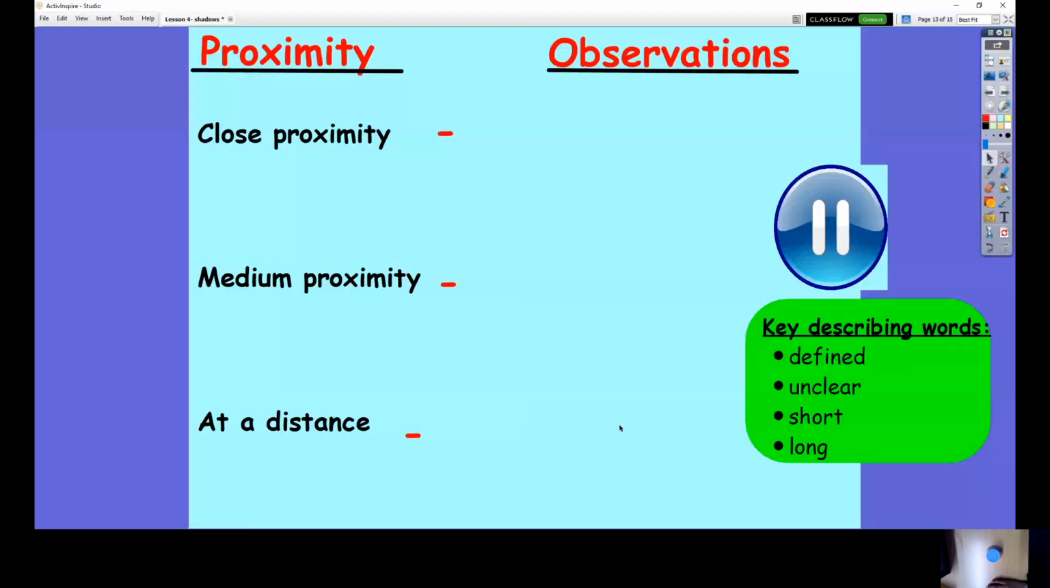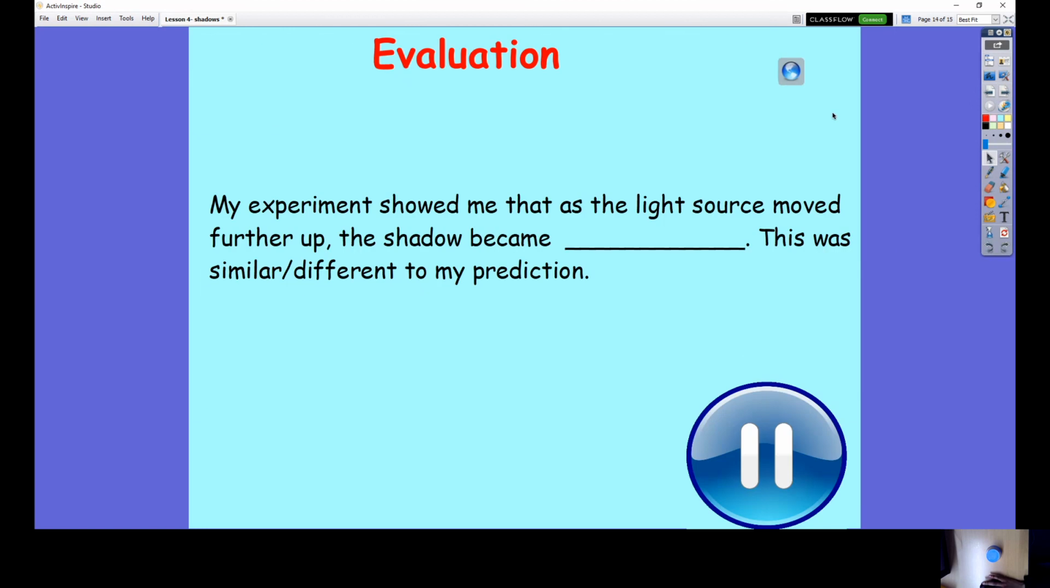I'm just going to switch back. You should now have filled in at a distance. We've looked at the shadow. So we looked at the shadow when the light source was held at a distance. Pause the video so that you can complete that if you haven't. By now, you should have finished your experiment.